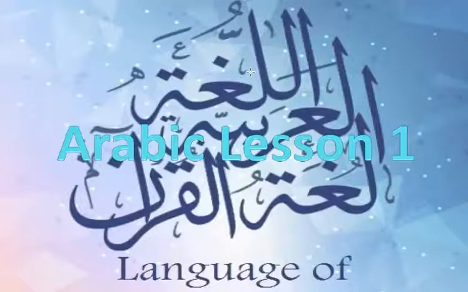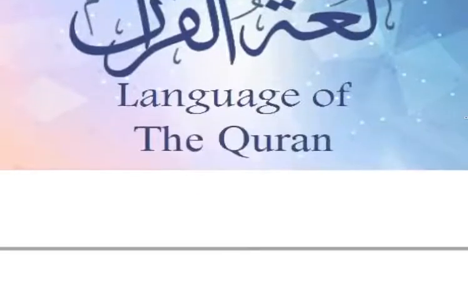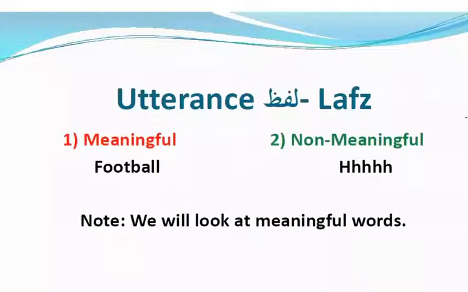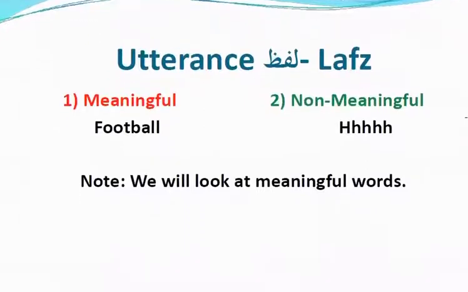So this session, or this audio clip, is a very quick recap of the last lesson we had regarding the language of the Quran, our Arabic lesson 1. Arabic lesson 1, to recap, was about something called lafz. As you can see at the top, lafz just means an utterance, a sound that comes out of the mouth. Naturally, sounds that come out of the mouth can either have meanings or be non-meaningful. In our Arabic lessons, we will only be sticking to things that have meanings, so we are going to be looking at meaningful utterances.